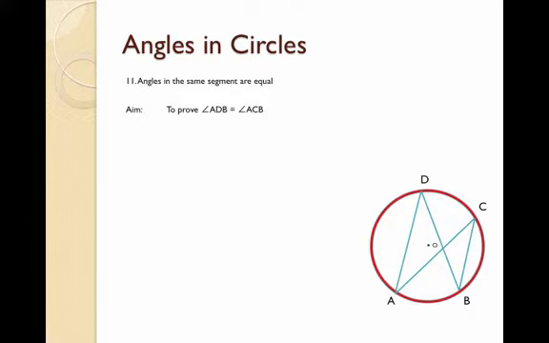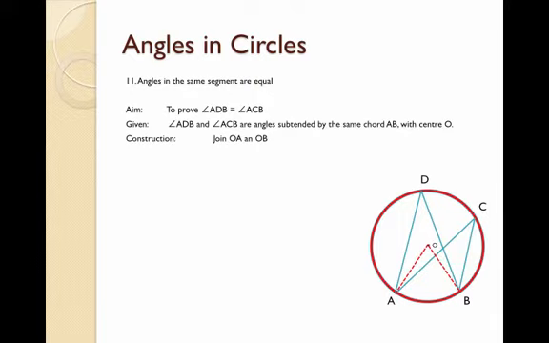Our aim is to prove that angle ADB is equal to angle ACB. We know that angle ADB and angle ACB are angles subtended by the same chord AB, with a center of O. We need to construct OA and OB, and I've done that in red to show you.